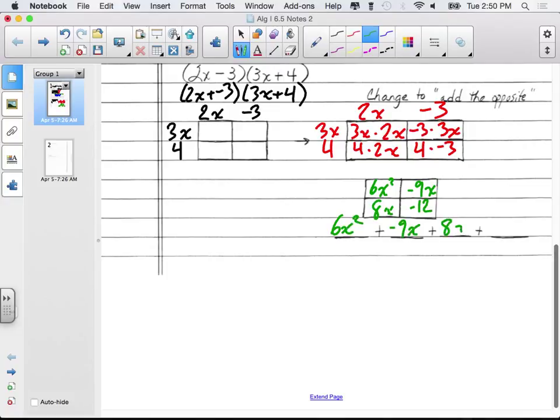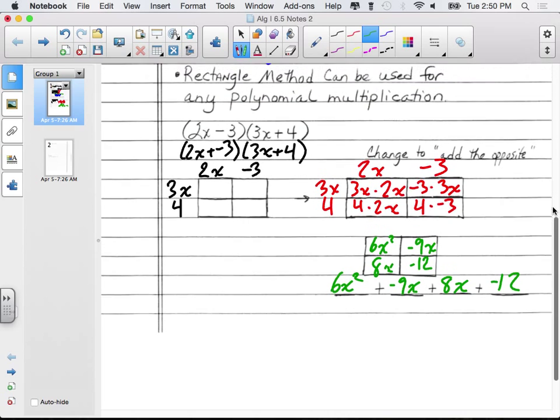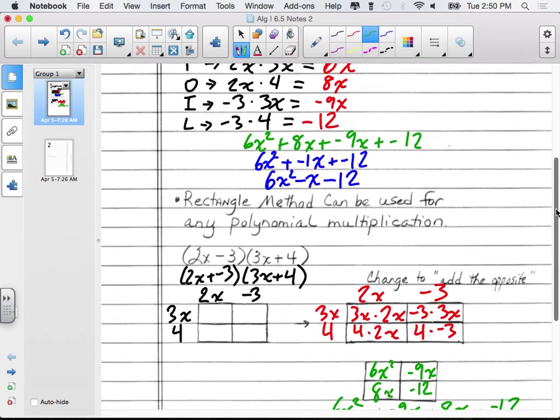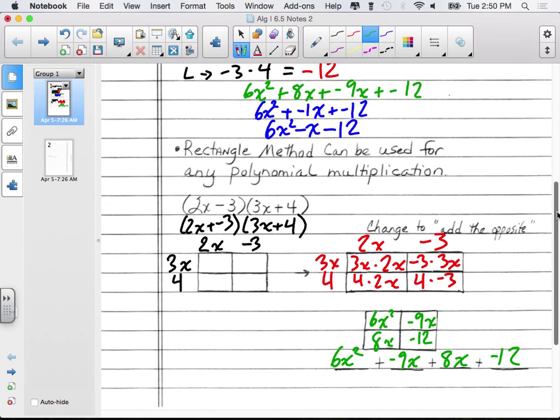-9x, 8x. It's just what you got up there. Doesn't that look sort of familiar? Now it looks familiar. These two, they look the same.